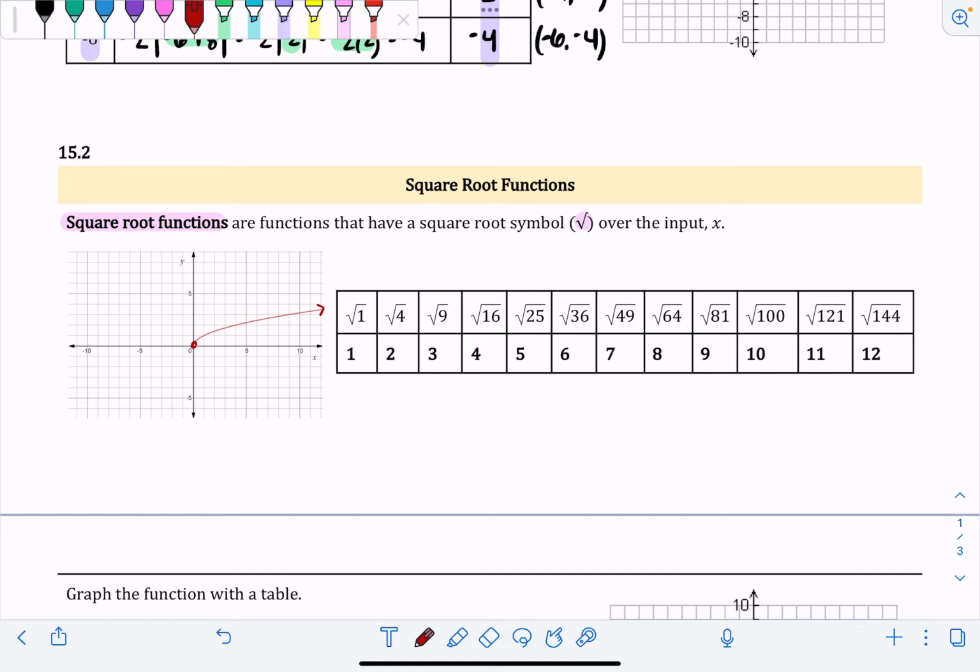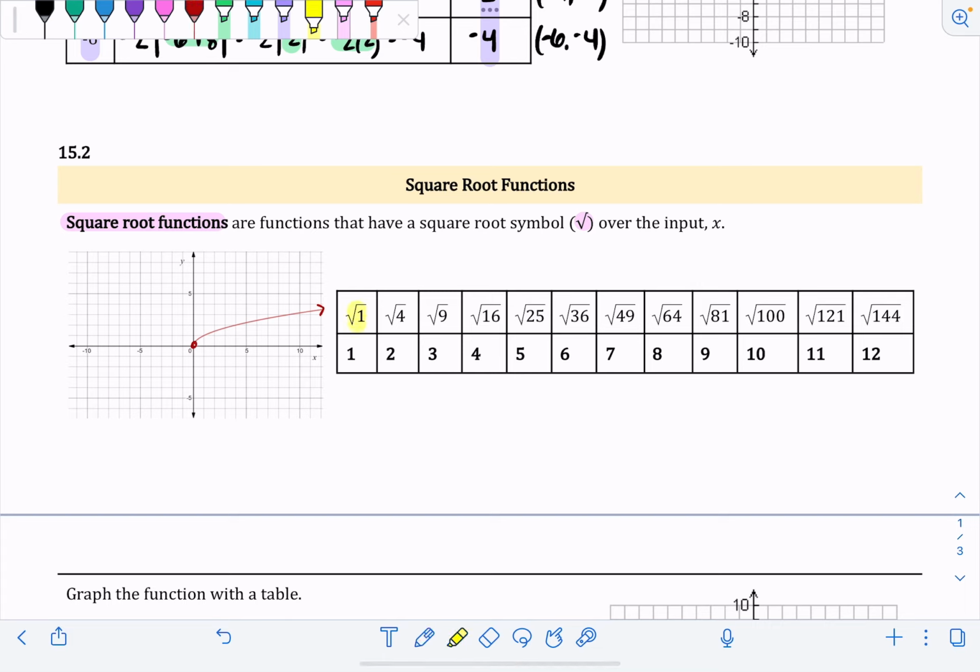To get good at square root functions, it's helpful to know the first 12 perfect squares. So this table is here. I would definitely save it and get comfortable with it. It's not only helpful for this section, it's helpful for a lot of different things in math. So I'll read through the first few.